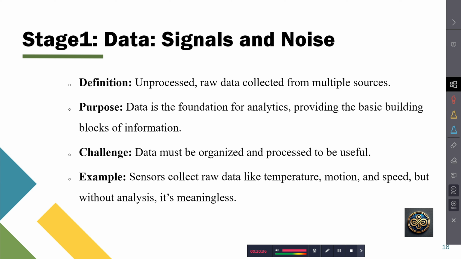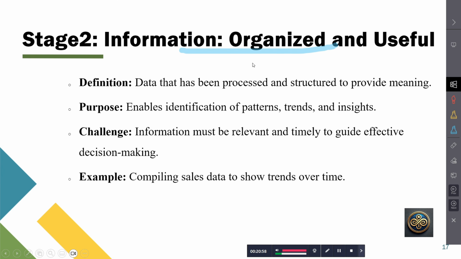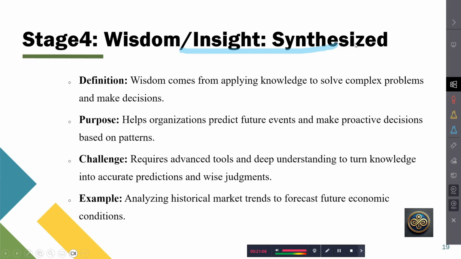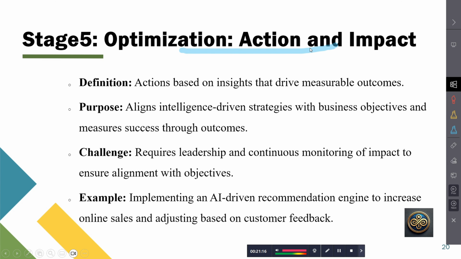Just shortly, we talk about data, signal and noise. You can read later, I'm just summarizing here. And then information, organized and useful; we try to contextualize, then synthesize, and then optimization. For each one, I categorized definition, purpose, and challenges. You can pause the video and read it. I'm quickly passing over it to save time.